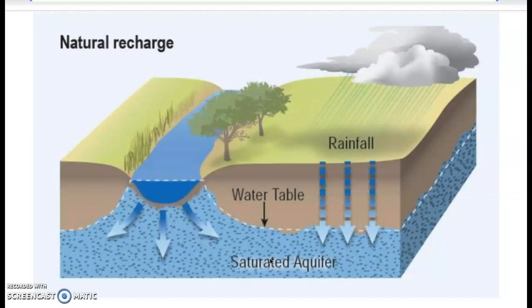In order for it to be recharged or to get back up to a normal level, rain would have to fall to replace that water that was lost. So you may hear the term recharge rate. What's the recharge rate of the water table?